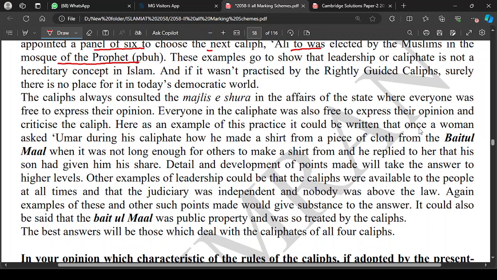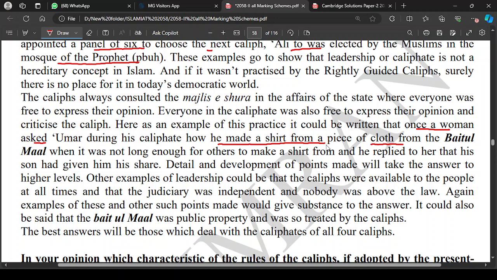Like it could be written that once a woman asked Umar Radiallahu anhu, or some sources mention that it was a man, that during his caliphate, how he made a shirt from a piece of cloth that had been taken from Baitul Mal, that had been received as a spoil of war. Okay, Umar Radiallahu anhu wanted to give orders to his people.